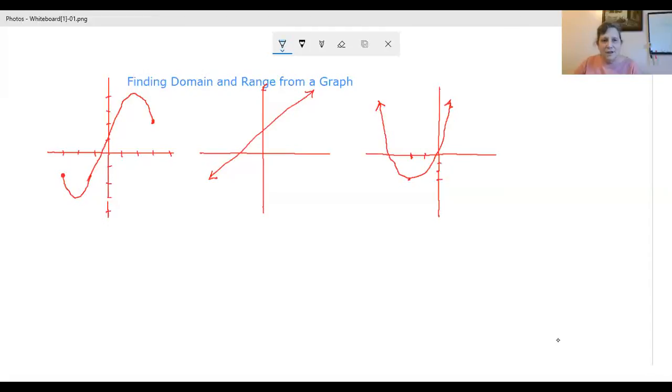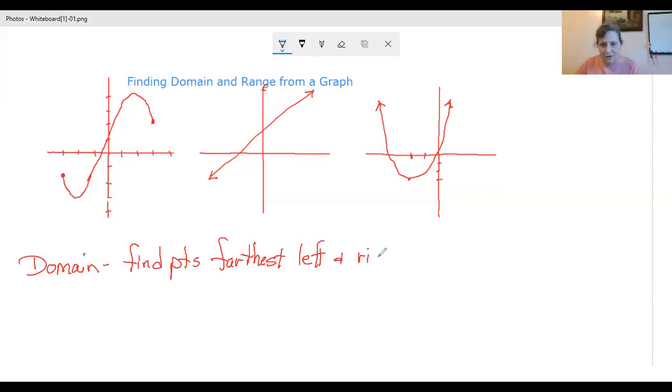Let's take a look at how we find the domain and range from a graph. To find the domain, find the points farthest to the left and the right. Your domain is your x values, and your x values determine how far away from the y-axis you plot a point, how far to the left or how far to the right you go.